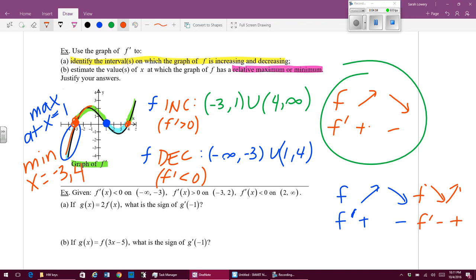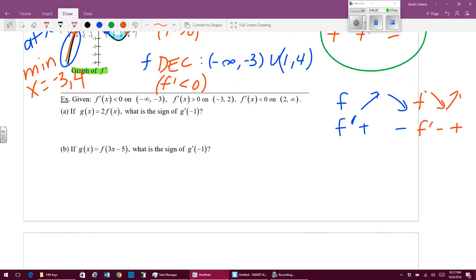Now, it can be really confusing to look at this graph and try and figure out where its max and mins are because you're thinking about the max and mins of the graph. But the max and mins of f prime are not important here. I want to know where f prime is positive and negative to tell me about f, okay? So I'm going to walk through one more example, and then we're going to switch to the second derivative test.